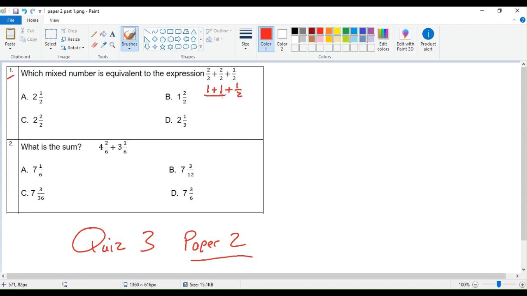Now we can add up our whole numbers. 1 plus 1 is 2. 2 plus a half is 2 and a half. And that is A.